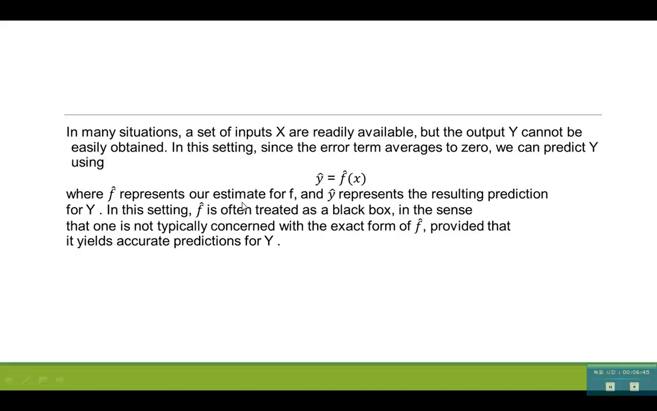This is the same thing, like in many situations where f-hat represents our estimate for f and Y-hat represents the resulting prediction for Y. In this setting, f-hat is often treated as a black box, in the sense that one is not typically concerned with the exact form of f-hat, provided that it gives accurate predictions for Y. The function provides the prediction for Y, the relation.